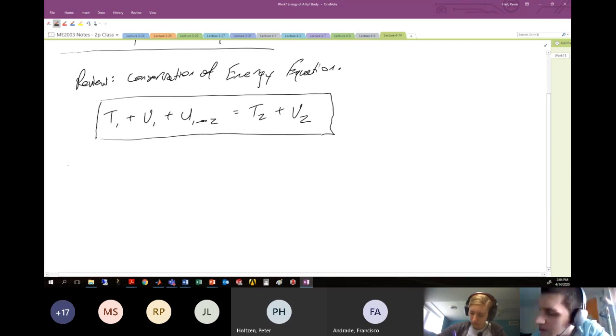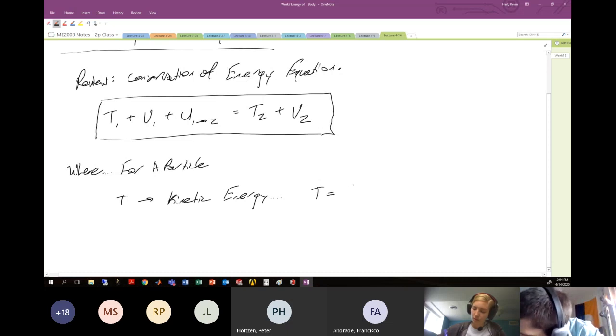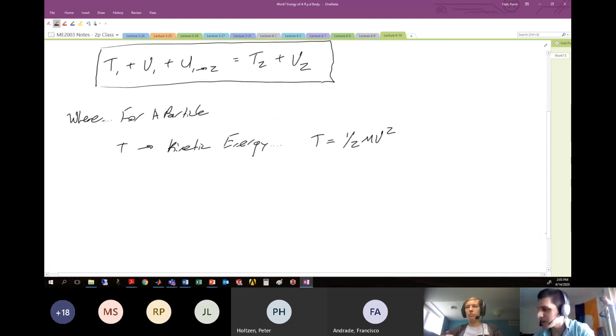So let's define some of these things. Where for a particle, I'll be specific here, we have that T is kinetic energy, typically given by the equation T is 1/2 mv squared for a particle, where m is mass and v is velocity. All right. Next is V, which is the potential energy.